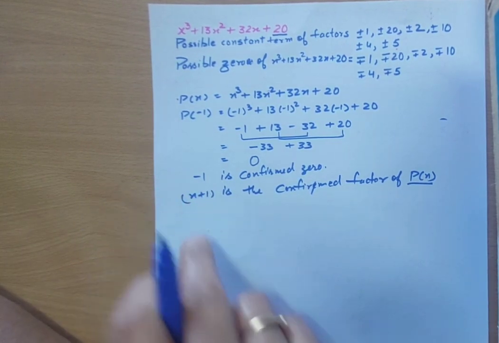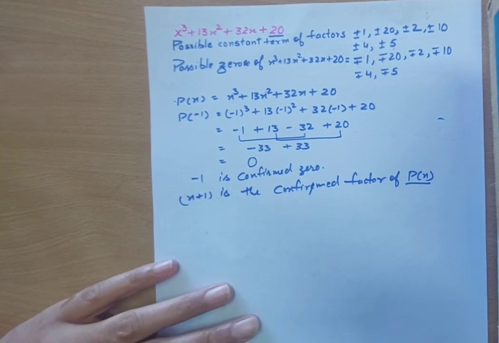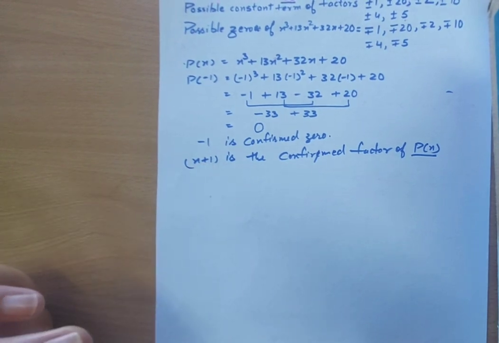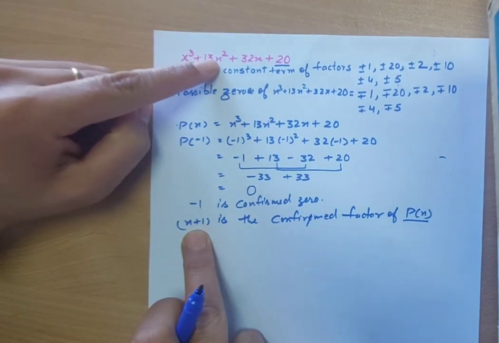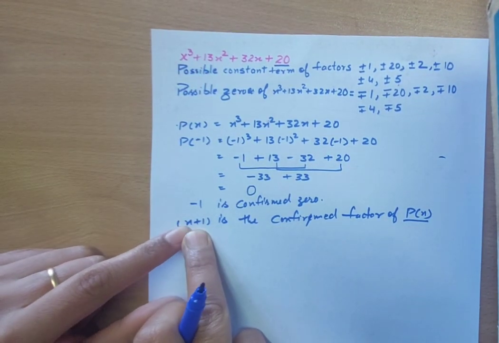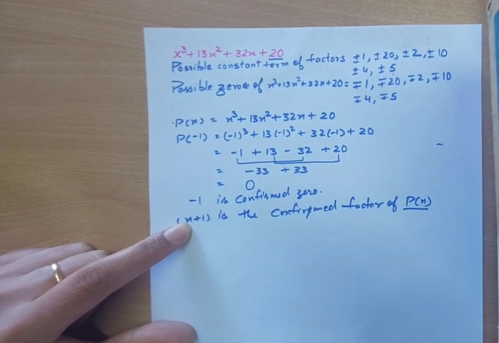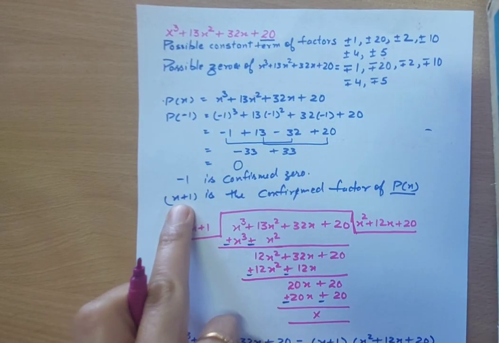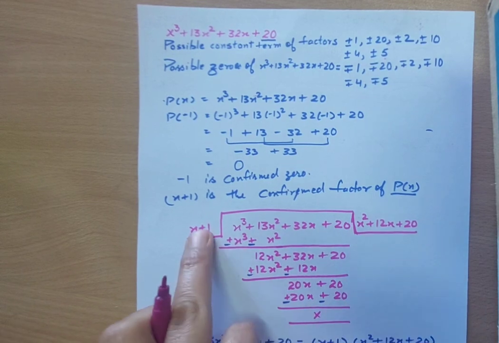So what should we do? What is the perfect method? The perfect method is, we have got one of the factors, we need not find the others, because if it is a factor, then we can divide this by it to get the remaining factors. Let's see, I'm dividing it. So here I have divided this by the confirmed factor, and you can see the remainder is 0, no? So it's the confirmed factor.